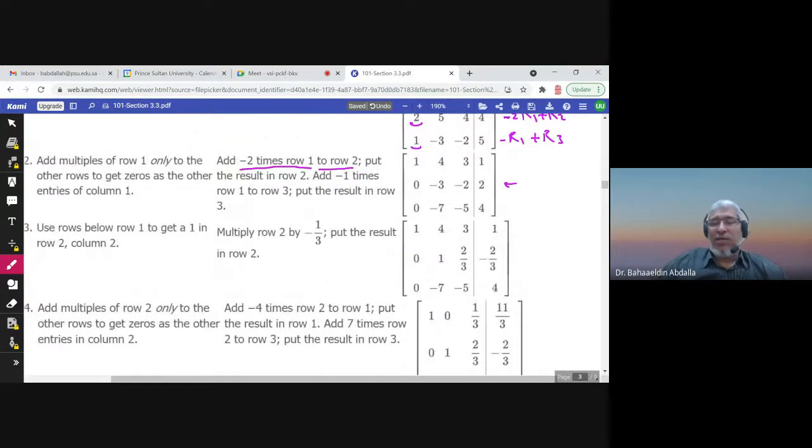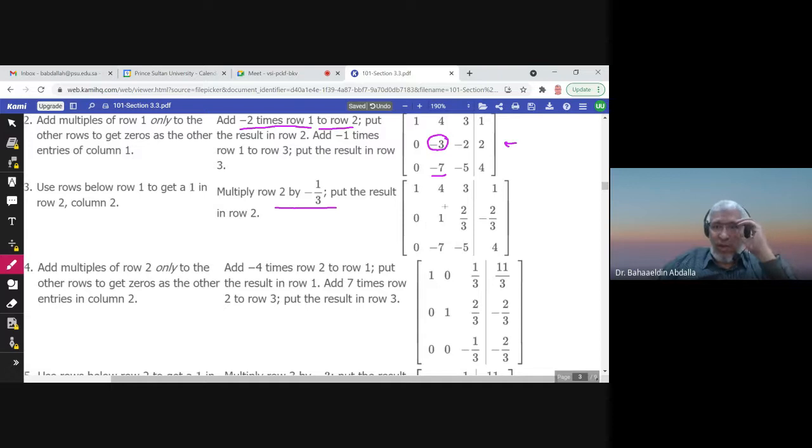So here, now we are in this matrix. We need this number to be 1. This number below is not 1, so we divide by negative 3. So we multiply row 2 by negative 1 over 3, and we get 1 here in this place. So this is step 3. Now step 4, we use this one to make these numbers zeros. 4 and negative 7 now must be zeros, and by this we finish row 2.